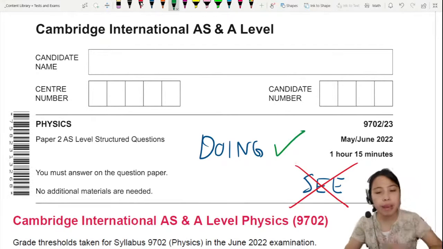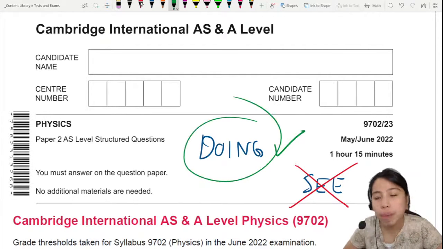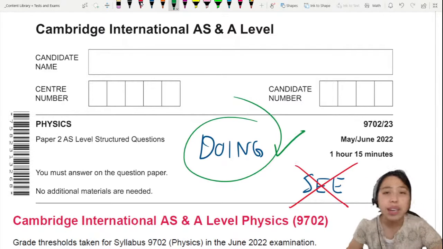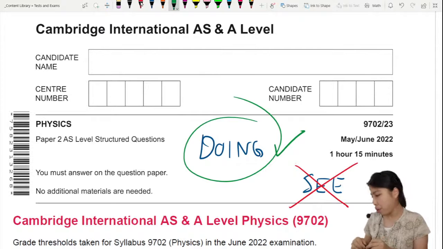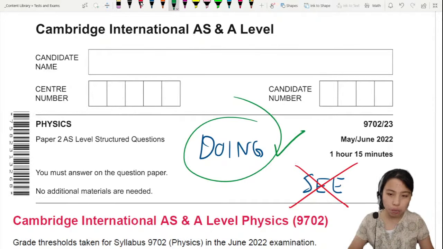Let's do some exercise, okay? So it's okay if you try this paper and you get stuck at many, many places. I try papers, I get stuck too. It's part of the physics learning progress. You cannot memorize, you gotta solve.